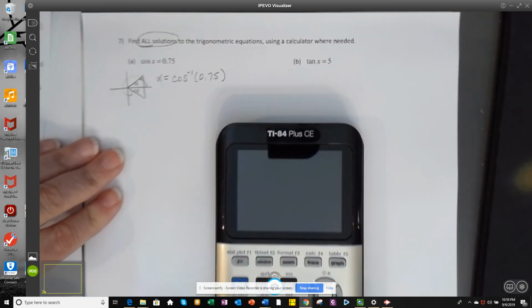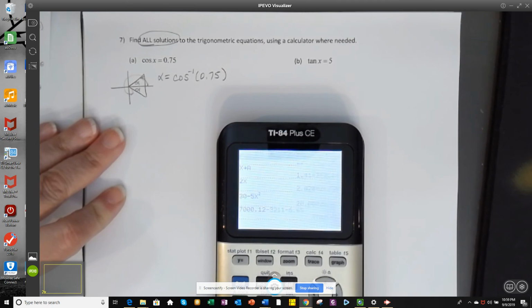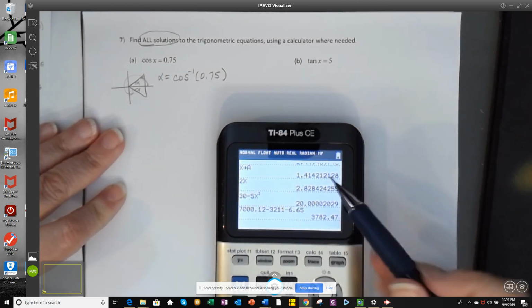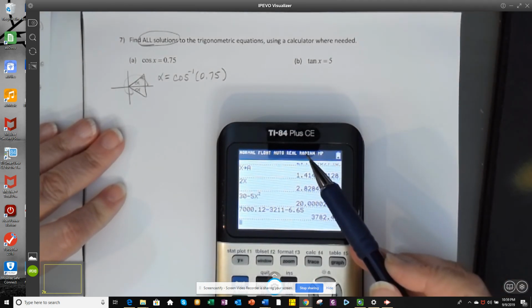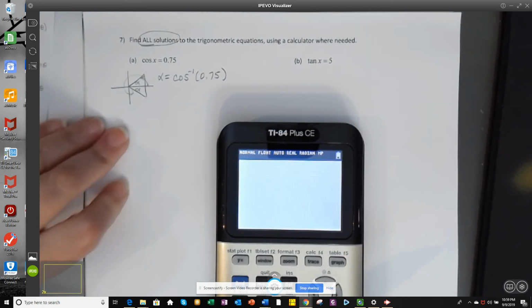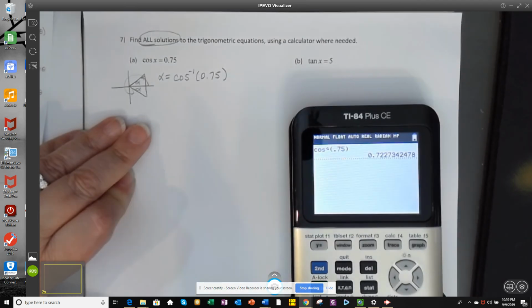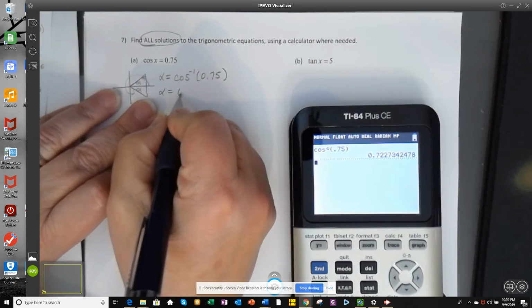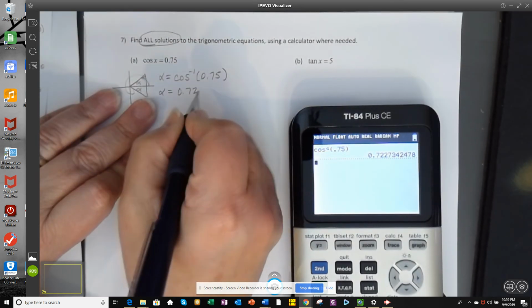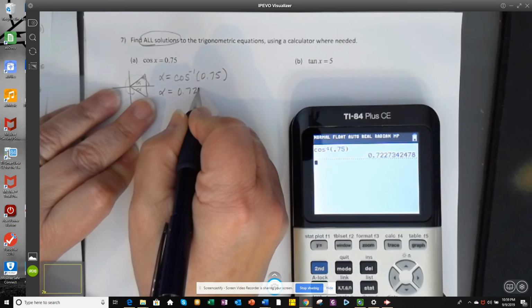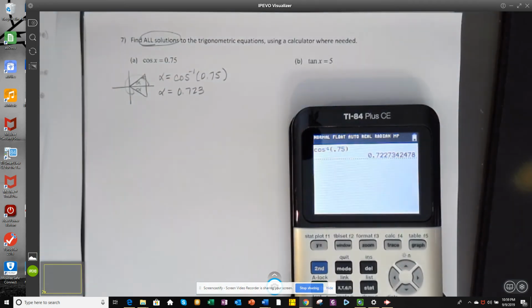All right, so I'm going to turn my calculator on. And I am in radian mode, which is really, really nice. So I'm going to clear this out. I'm going to go second inverse cosine of 0.75, and that's going to give me alpha, which is 0.723. We'll use 3 decimal places for now.